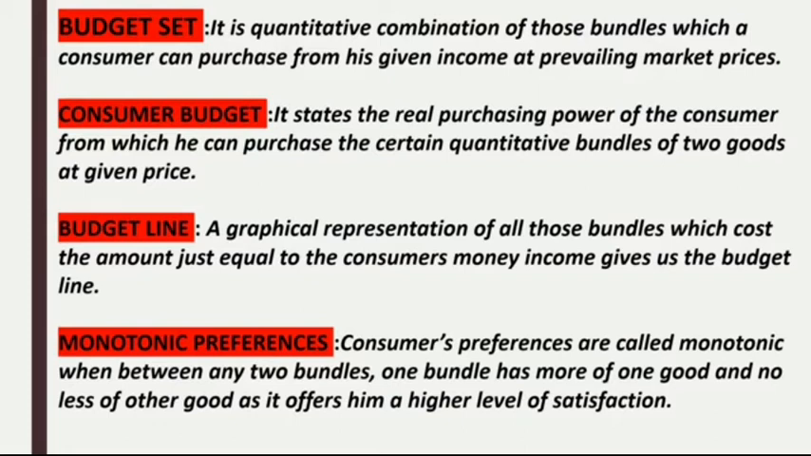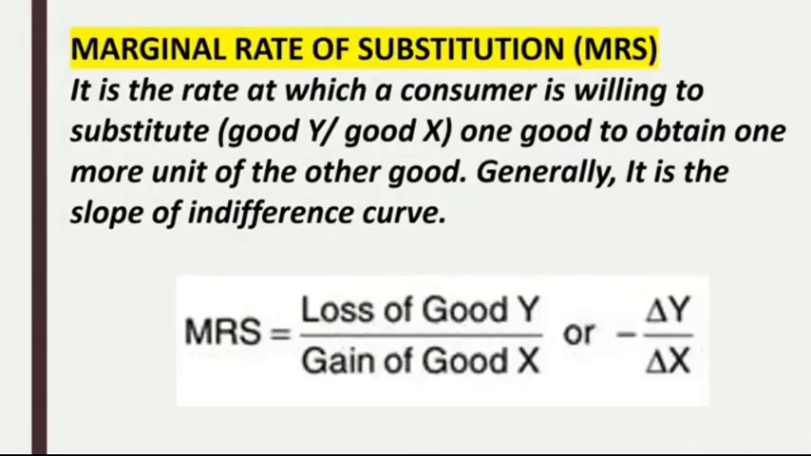Next, monotonic preferences. Consumers' preferences are called monotonic when, between two bundles, one bundle has more of one good and no less of the other good, as it offers him a higher level of satisfaction. So after discussing these four definitions, the next topic is related to the marginal rate of substitution, MRS.